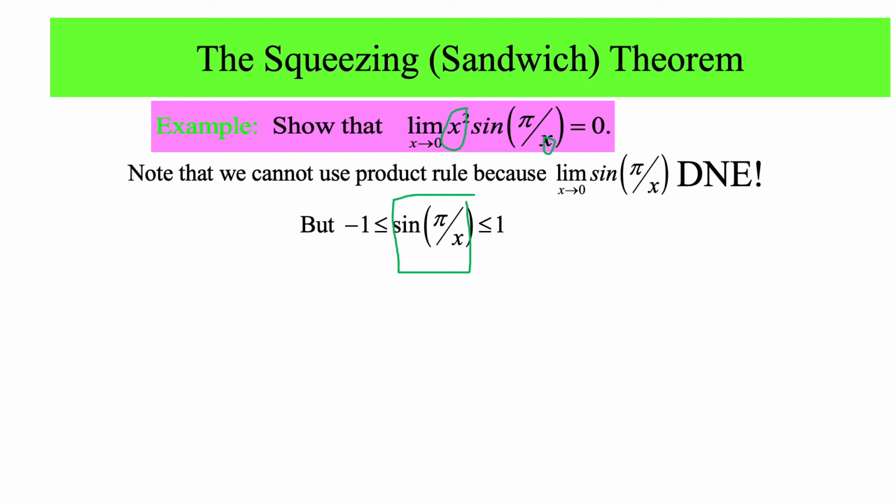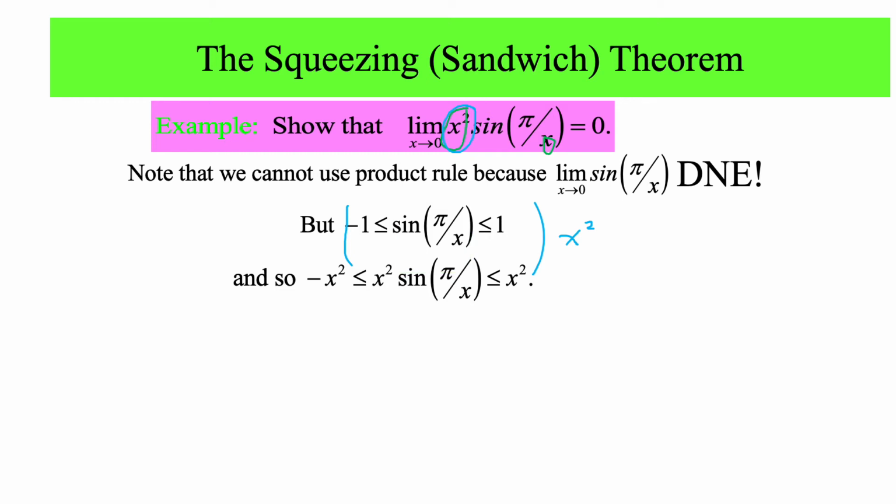But this is not our question. Our question has something called x squared. So I need to multiply all by x squared. When I multiply all by x squared, what I get is that our question, or our limit, is now between x squared and minus x squared.